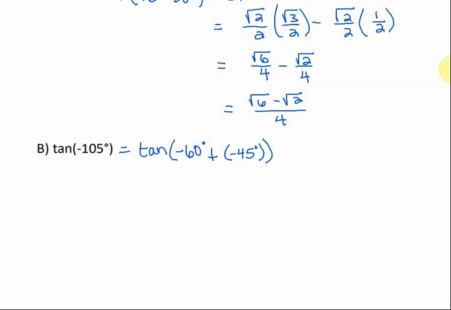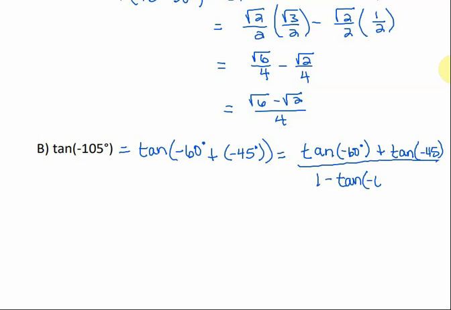All right, and the sum identity for tangent is the tangent of A, which in this case is negative 60 degrees, plus the tangent of B, which is negative 45 degrees, over 1 minus the tangent of A times the tangent of B.